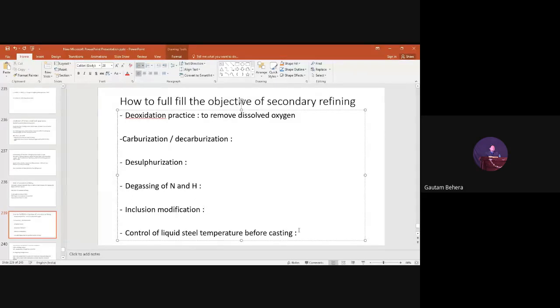Then control of liquid steel temperature before casting. This is also important because after secondary steel making process, we need to do casting of it, continuous casting or ingot casting or batch casting. There is a particular pouring temperature. Steel will be taken to that temperature, which is also called superheat temperature, above the melting point, basically, or liquidus temperature. Right? If the pouring temperature is improper, then the quality of the cast will be degraded. We will have a poor quality cast product. It should not be very high, it should not be too low.